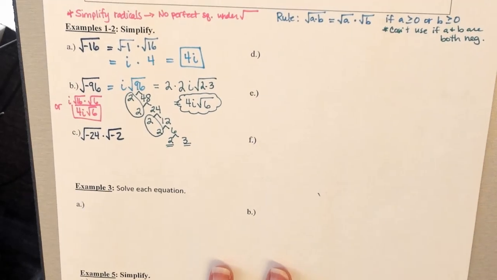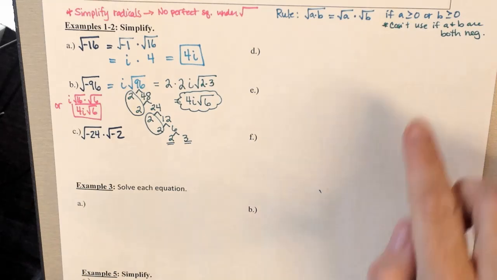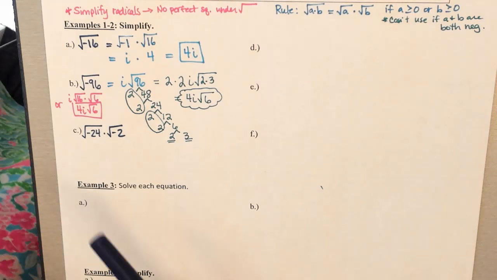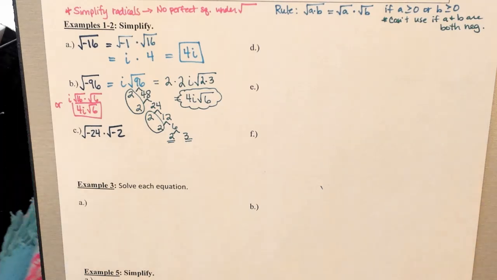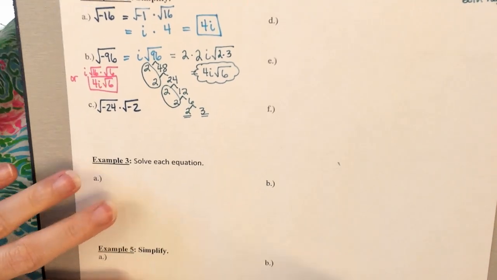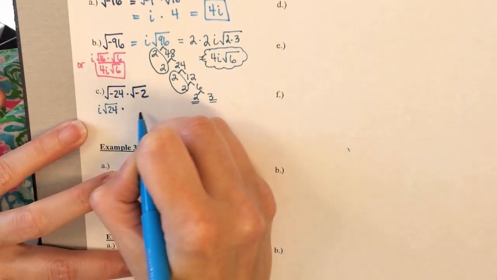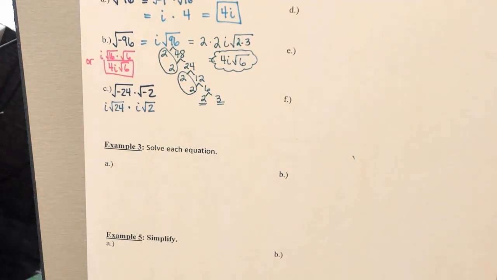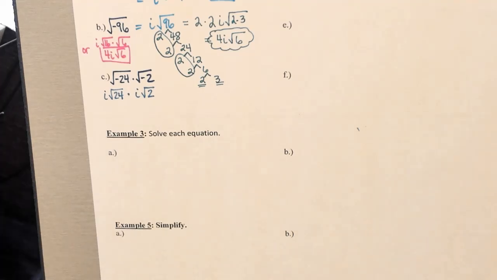So remember what I told you earlier. You can't use this rule if both of these two numbers are negative, so your A and B. You can't just multiply those together. You have to make sure that you're acknowledging that you have imaginary terms. So what we're going to do is write this as i root 24 times i root 2. Once you've put the imaginary numbers there, now you can start to simplify.